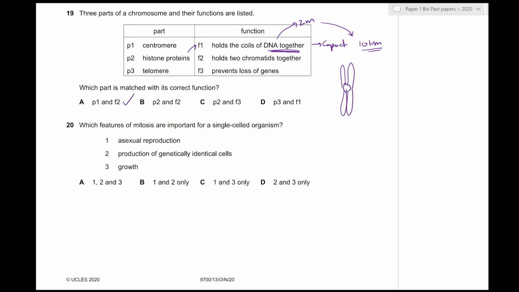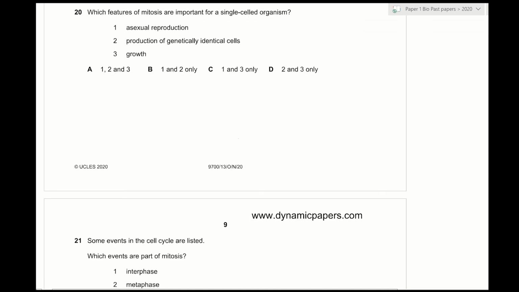P2 and F3. P2 is histone proteins and F3 prevents loss of genes. This is incorrect. This is actually telomeres, which prevent loss of genes. T. P3 telomeres and F1, telomere, as we mentioned, does not hold the coils of DNA, so the correct answer is going to be A.